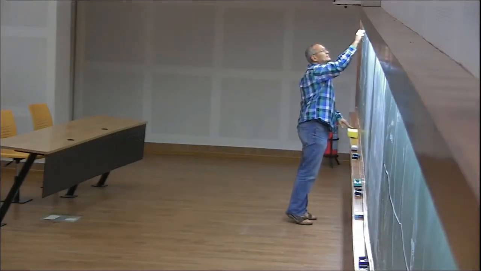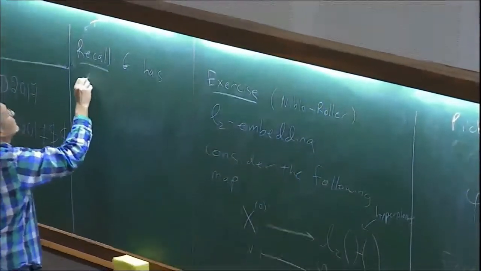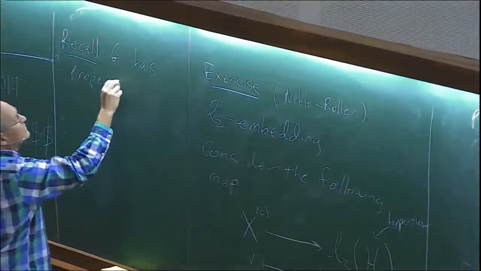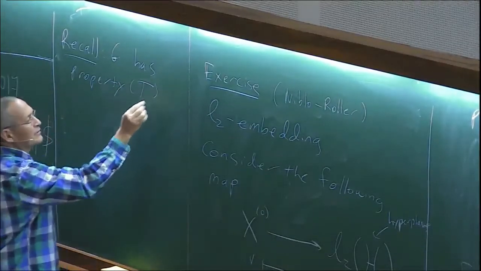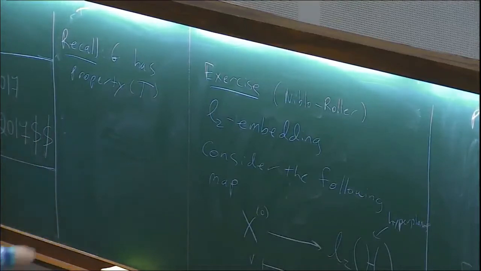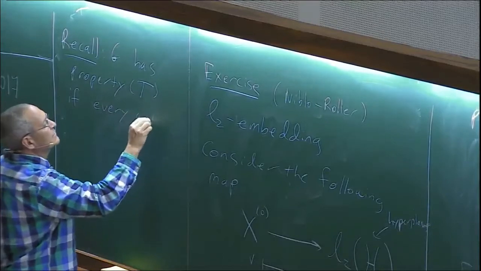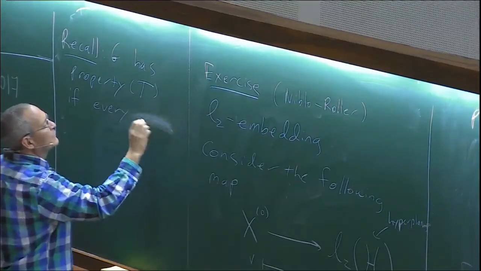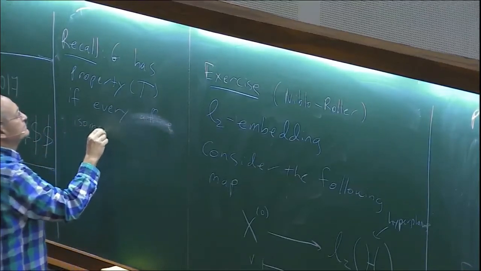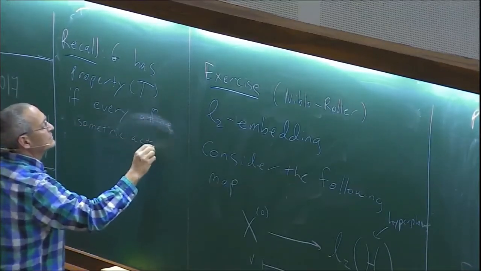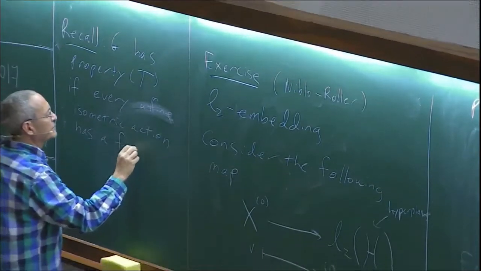So recall that G has property T. This is one of the definitions. Property T, you're supposed to always put parentheses or something, right? G has property T if every affine isometric action has a fixed point.